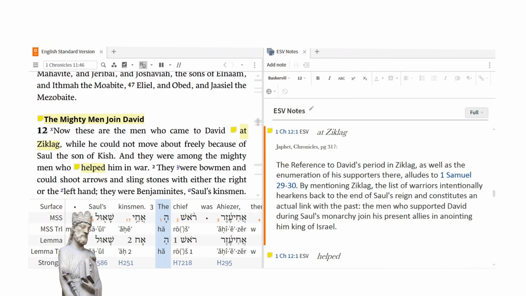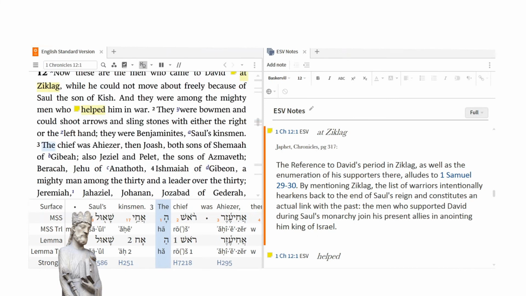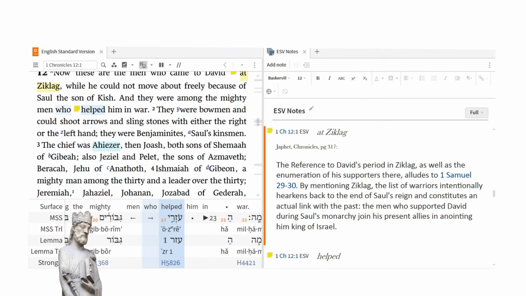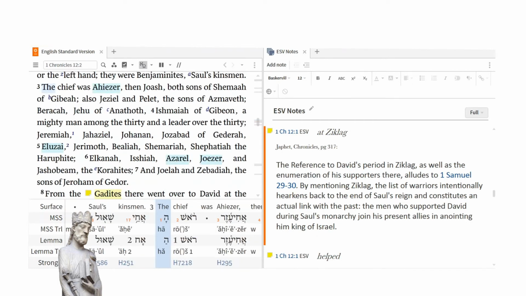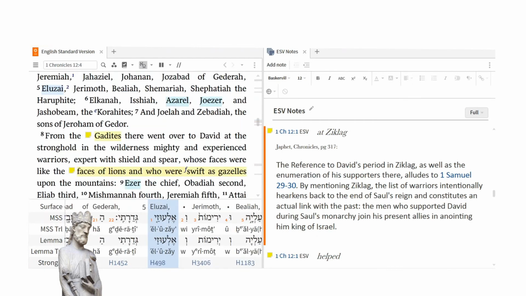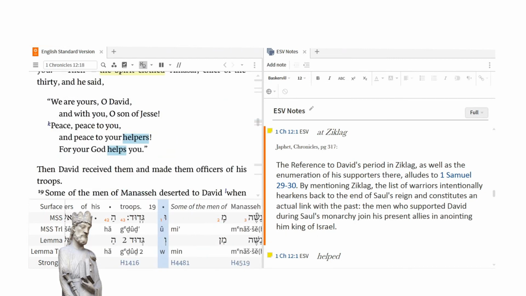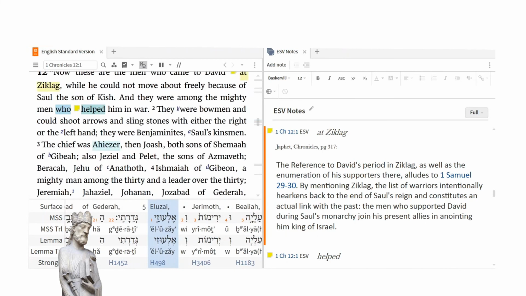So now we're in chapter 12, and this section is full of people that came over to help David, and this language here is all over the place. As you can see, many of these names, part of their name basically means help or to help. And so it's all over the place in this section.